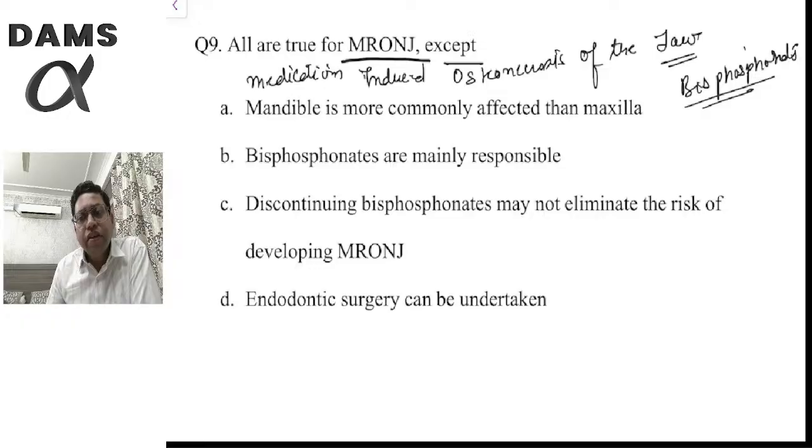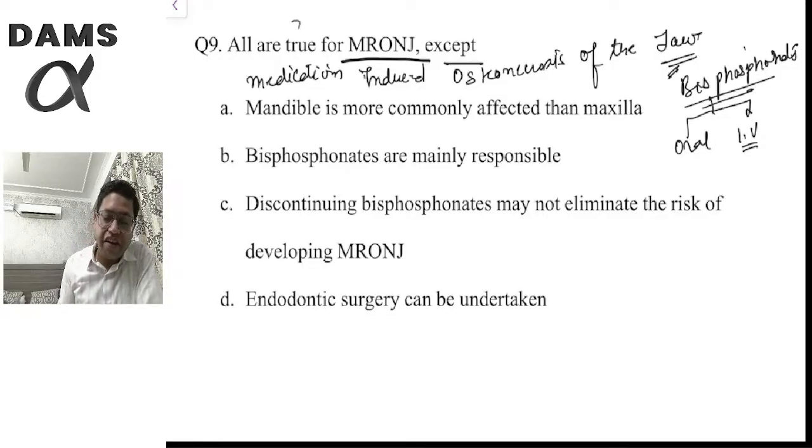So these bisphosphonates are very commonly used drugs that can be used in both oral and IV form for the treatment of bone diseases like Paget's disease and osteoporosis management. Now, the question is asking all is true except. An important disadvantage of these drugs is that they have a potential of causing osteonecrosis of the jaws. So, mandible is more commonly affected than the maxilla.